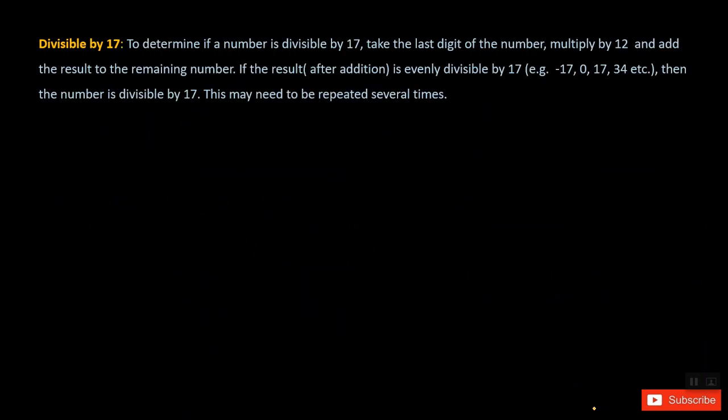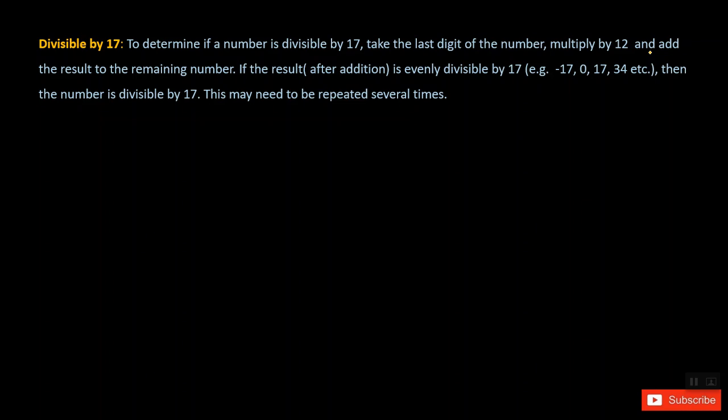Let's check whether the number is divisible by 17 or not. To check, take the last digit of the number and multiply by 12. Same step as before, but previously we were multiplying by 4. In this case we multiply by 12 and repeat the same way, and add the result to the remaining number. If the result after addition is evenly divisible by 17, or is a multiple of 17, then the number is divisible by 17. This may need to be repeated several times.